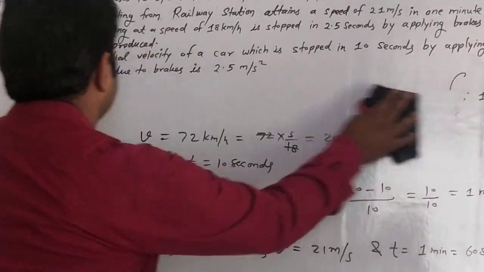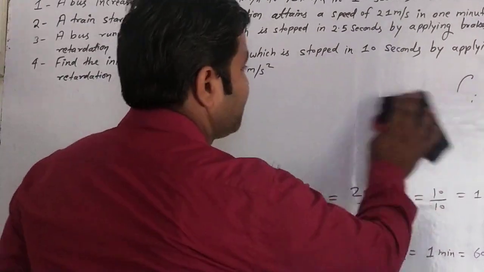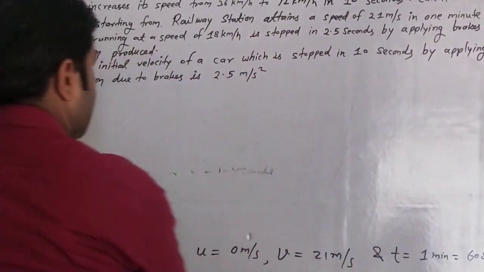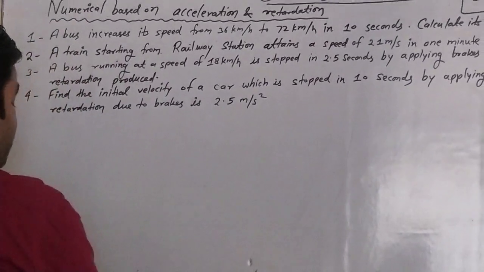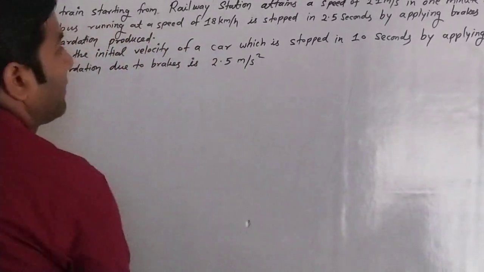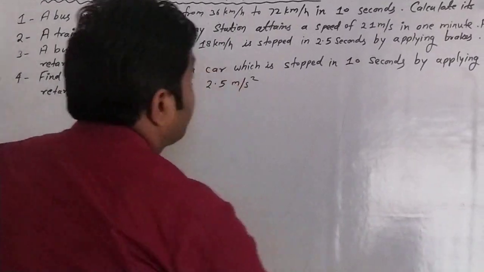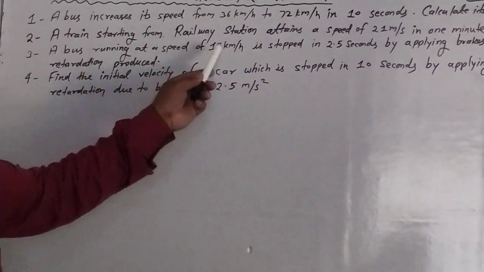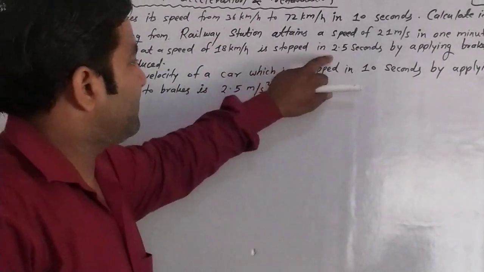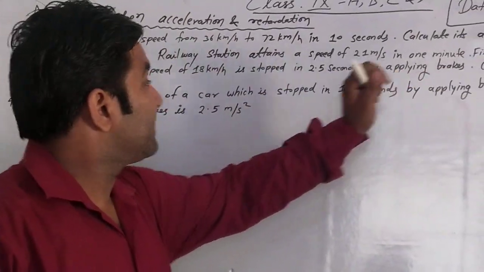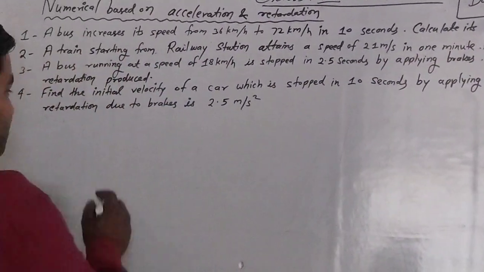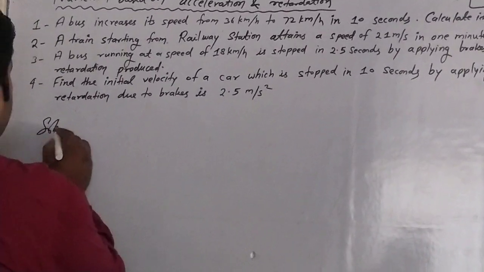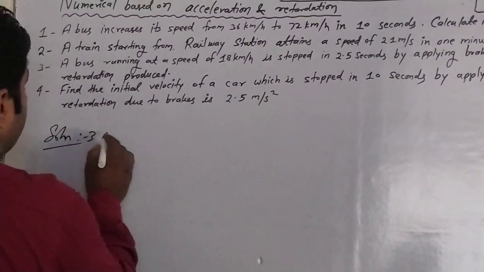And then the solution of problem number 3. In 3, what is given? A bus running at a speed of 18 km per hour is stopped in 2.5 seconds by applying brakes. Then calculate the retardation produced. Solution of problem number 3, very easy.